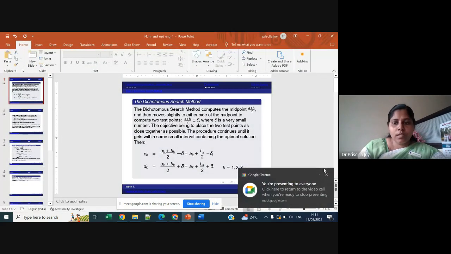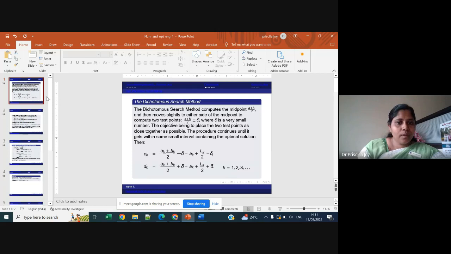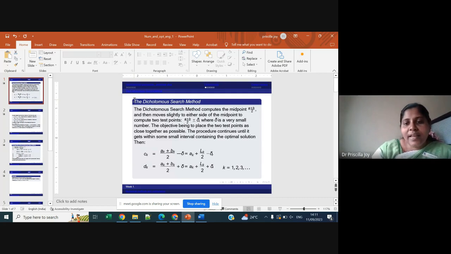So you can see the screen now. Okay. So this is about unconditional optimization, in which we will be having the dichotomous as well as golden section method. In the dichotomous method, these are all the steps which we are going to adopt.